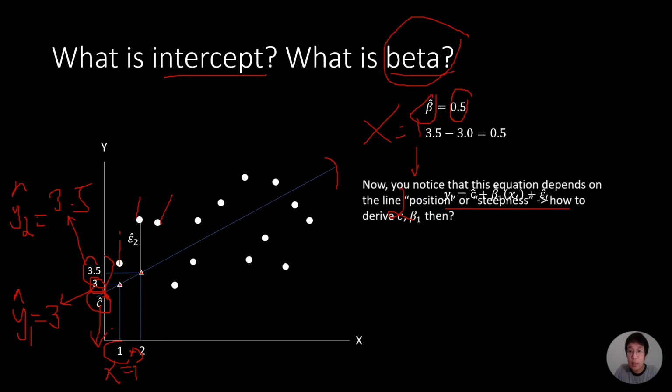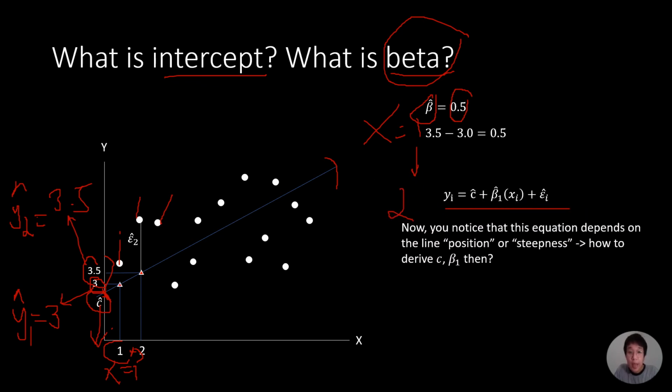That's how beta works. Now you notice that these equations, the whole equations, depend on the positioning of the line. So the next question is how to derive the intercept. Sorry, it should be hat here and hat here again. How to derive the intercept and how to derive the beta 1 from these equations. So that would be our topic in the next slide.